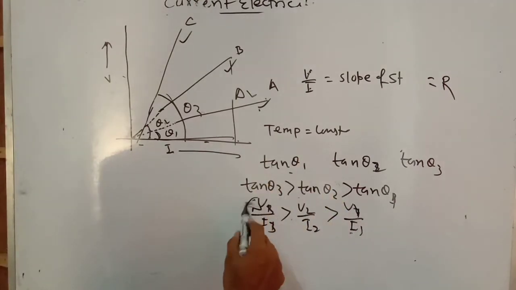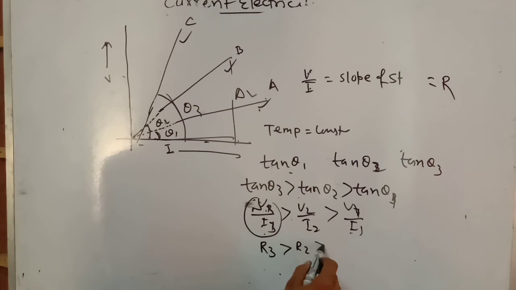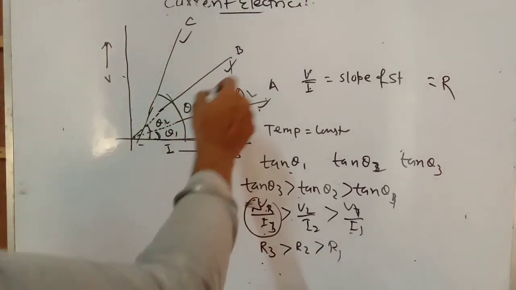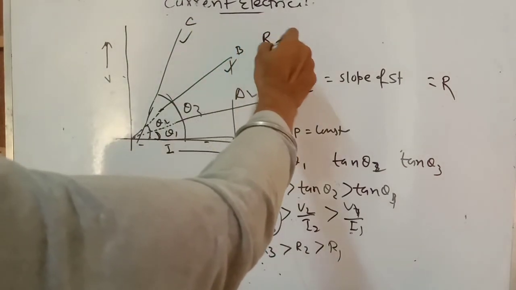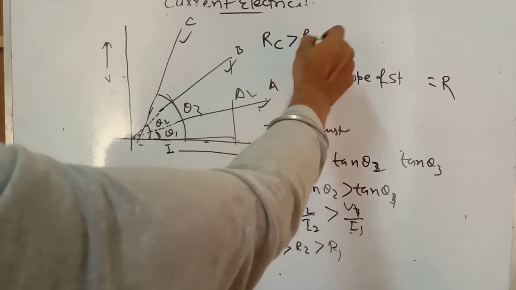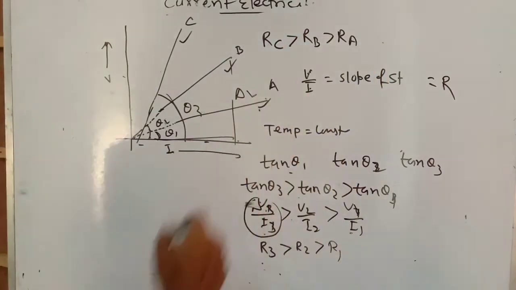So the ratio of V by I, as already told, is R. So R3 is greater than R2, which is greater than R1. So in this case here you can write RC greater than RB greater than RA.